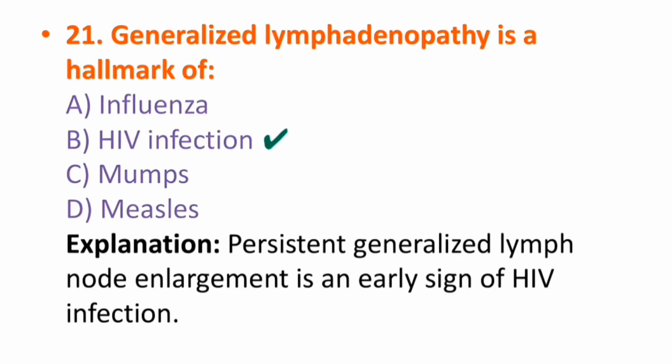Generalized lymphadenopathy is a hallmark of option A influenza, option B HIV infection, option C mumps, option D measles. The correct answer is option B HIV infection. Persistent generalized lymph node enlargement is an early sign of HIV infection.